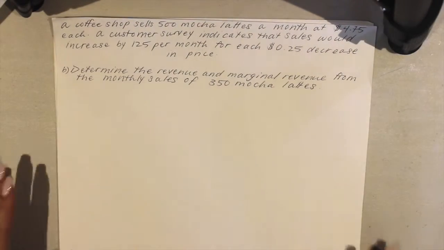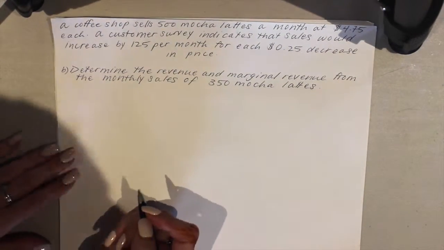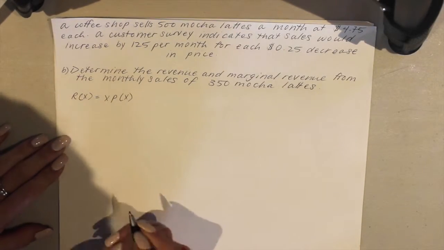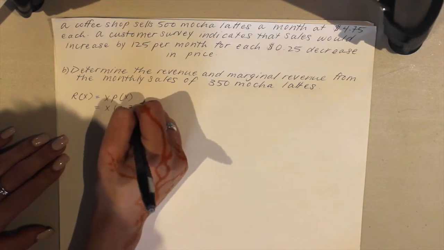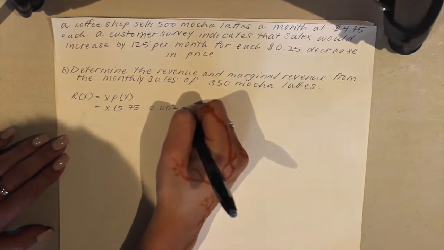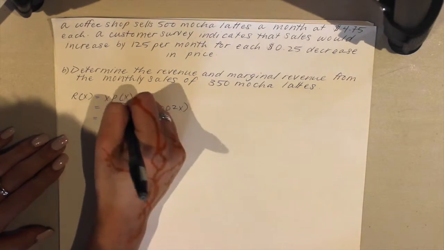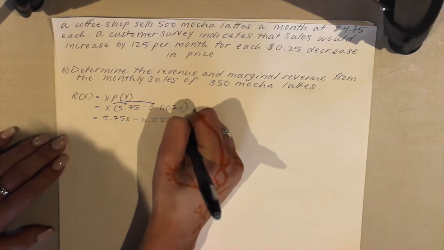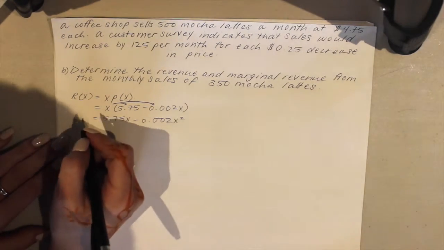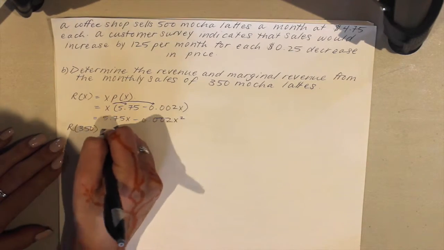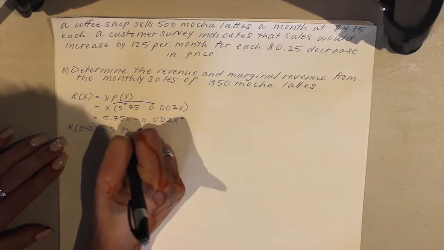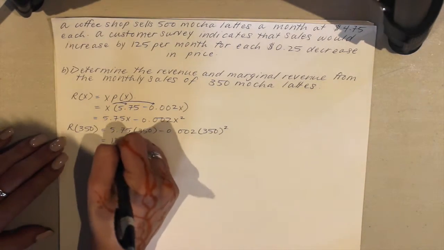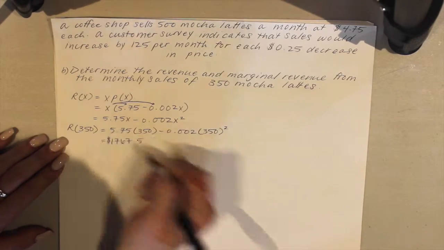So moving on to how you actually solve this question, your R of x, which is your revenue function, equals x times your p of x, your price function. So you just put an x in front of your p of x function and you multiply that x in to get your revenue function. You then plug in 350 into the revenue function for a total of $1,767.05, and that is your revenue of 350 mocha lattes.